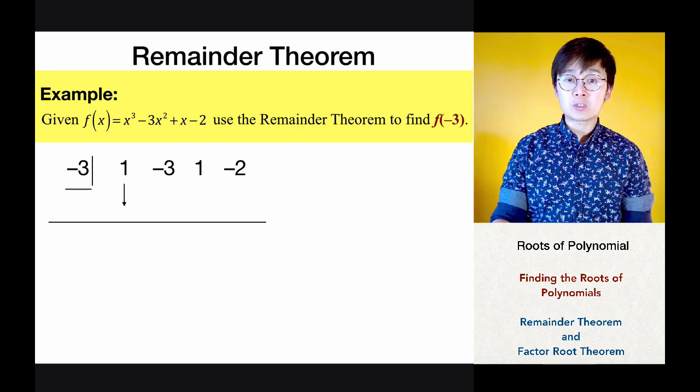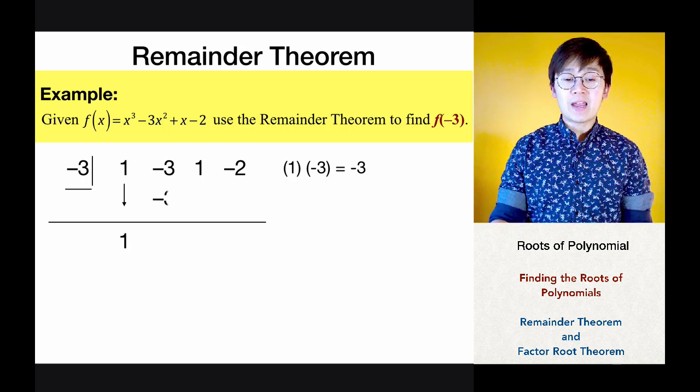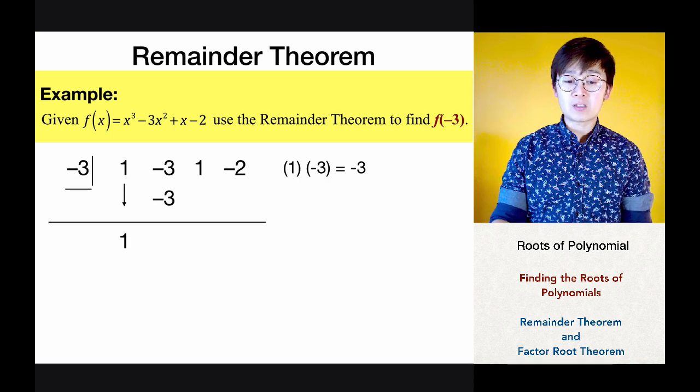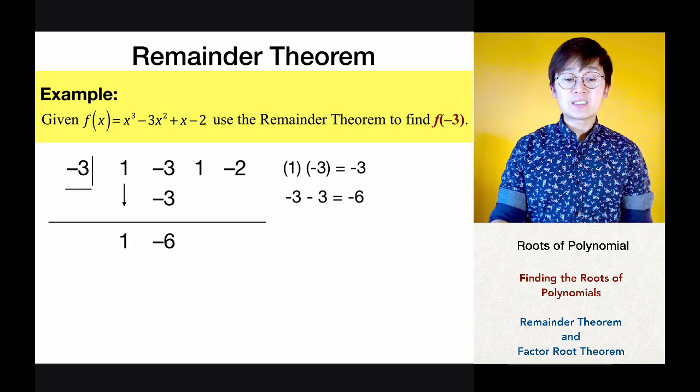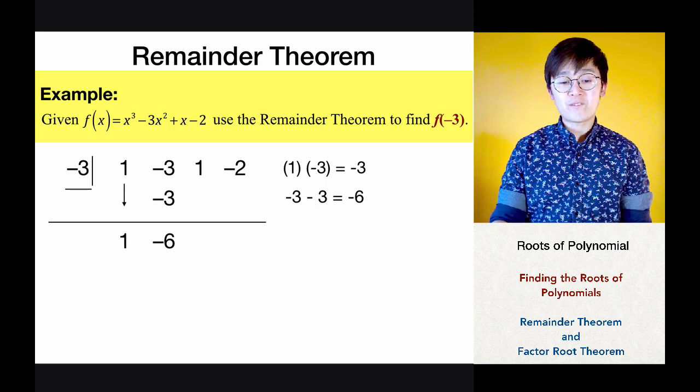So all we have to do is bring down 1 and multiply it with our divisor, which is negative 3, which will give us negative 3. Then we combine this with our second coefficient, and negative 3 minus 3 is equal to negative 6. So negative 6 is the new number that we're going to use, and we just repeat the step until we finish our coefficients at negative 2.